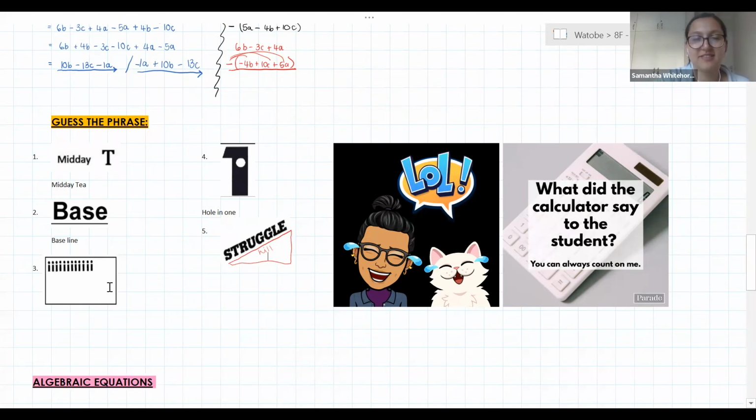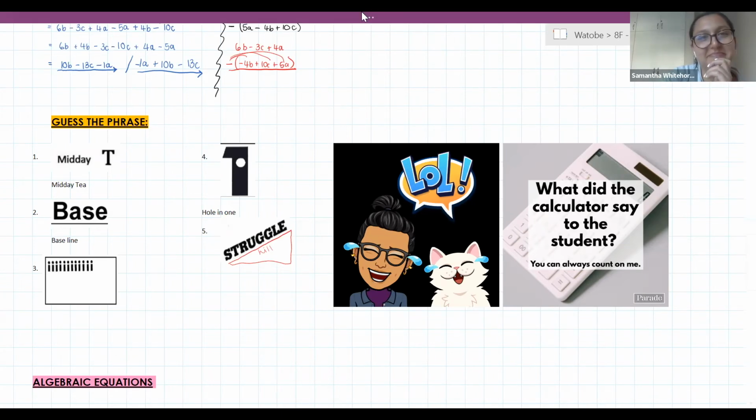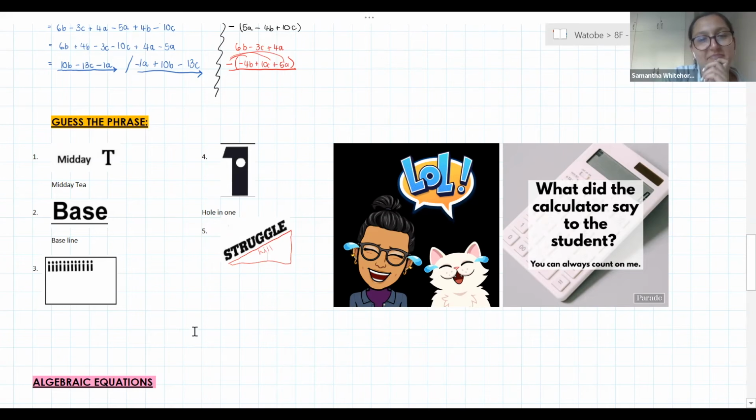3 is hard. Okay, so 3, if we think about this, don't stress about the box. We've got a whole bunch of eyes and they're high up and they're all in a line. So we've got some eyes high in the sort of box and they're in a line. Those are my clues.